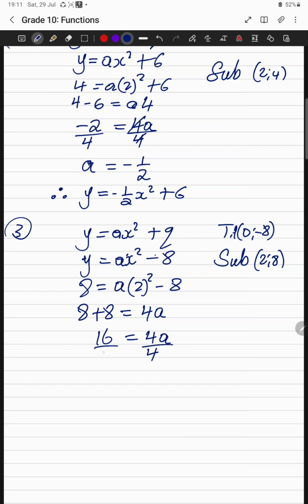And then we divide by 4 on both sides. And therefore, 4 will nullify 4. Therefore, the answer here, 16 divided by 4, the answer must be 4. Then you just write the equation. Therefore, y is equal to 4x squared minus 8. In place of a here, you put 4. All right, that's it, guys.